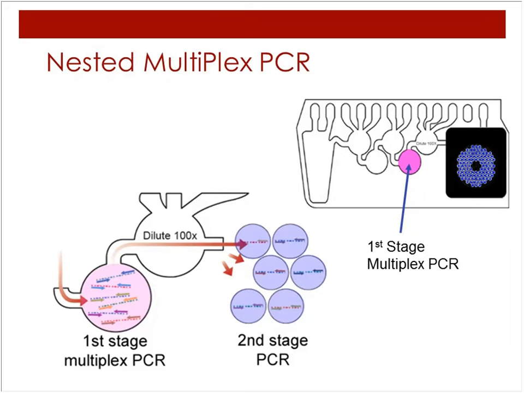First stage PCR is a massively multiplex PCR with dozens of primers for all assay targets. Following this PCR, the reaction is diluted 100 times and flooded into the array. The array has specific primer pairs for the particular analytes spotted at known locations for the second stage PCR.